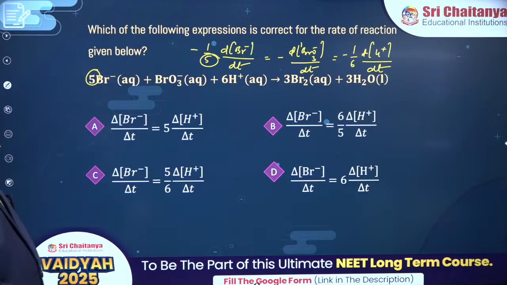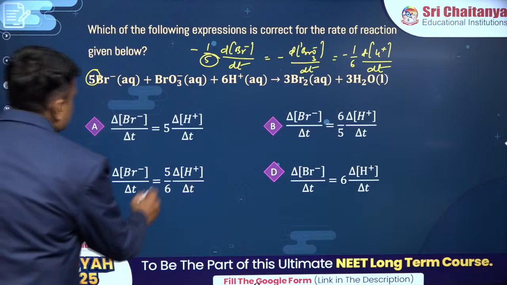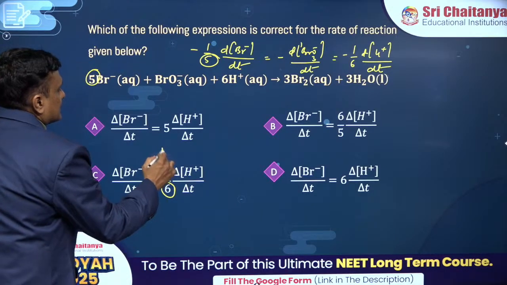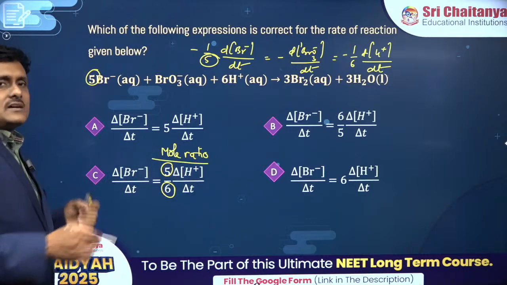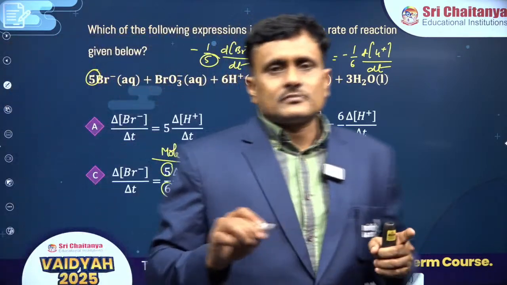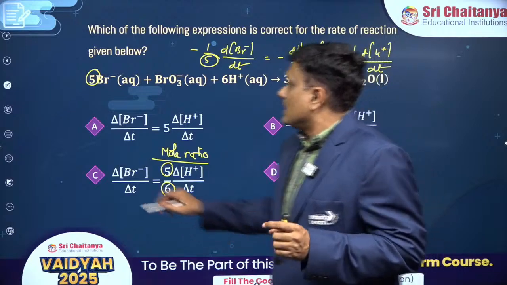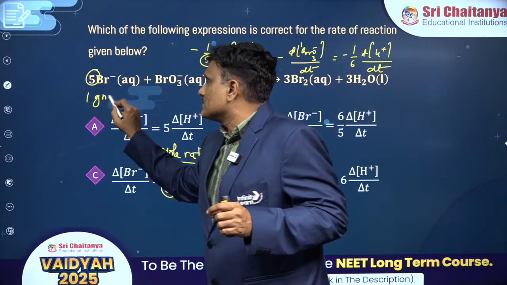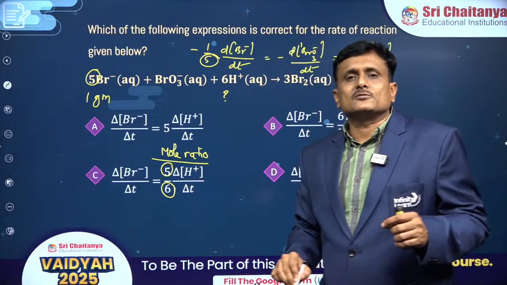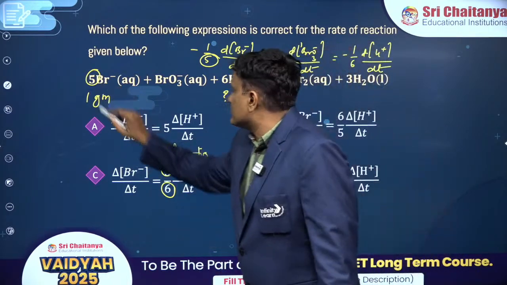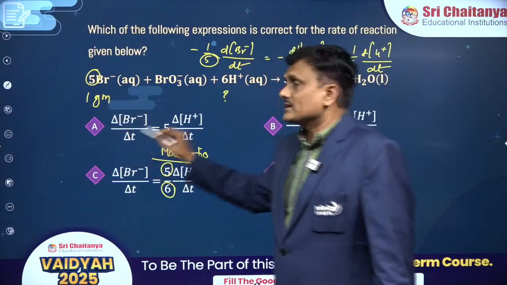So you can see what the answer is, right? d Br minus by dt is 5 by 6 times d H plus by dt. However, here we need to understand that stoichiometric coefficients indicate mole ratio. That means by chance if mass is given, suppose they give you in this question 1 gram of Br minus reacting, then how many grams of H plus is consumed? So don't say that for 5 it is 6, for 1 it is 6 by 5.